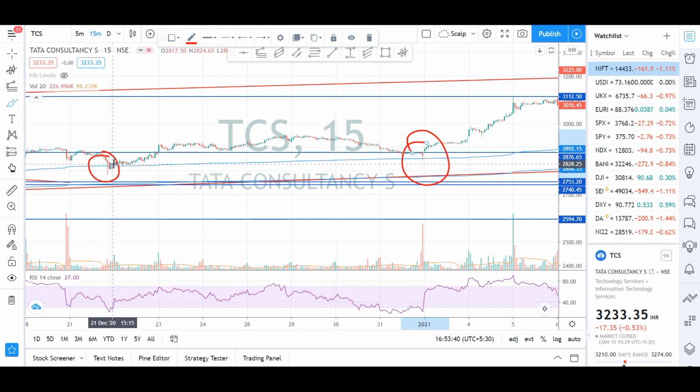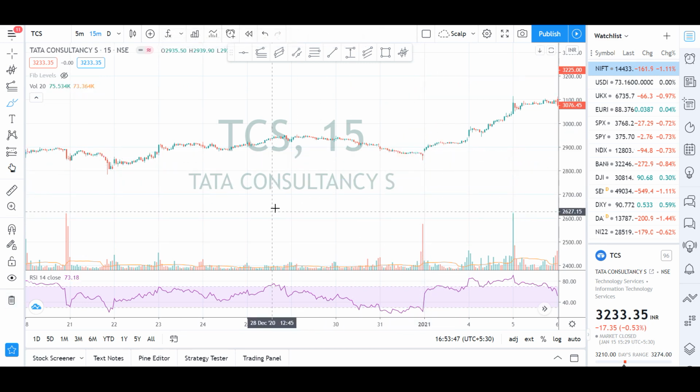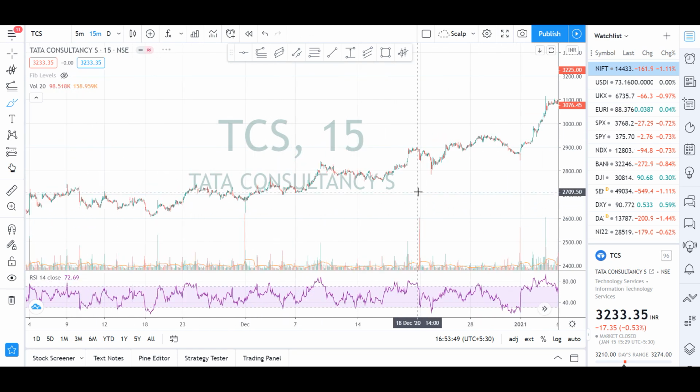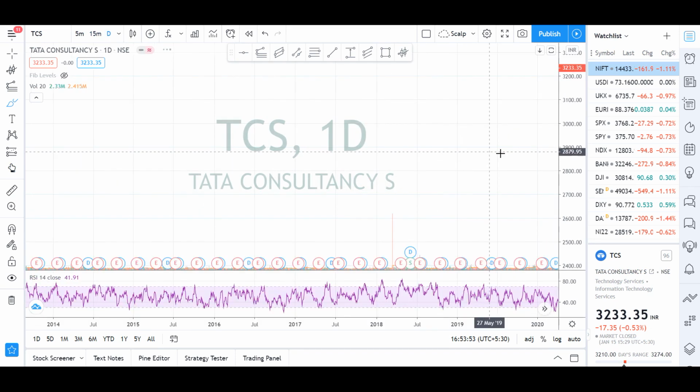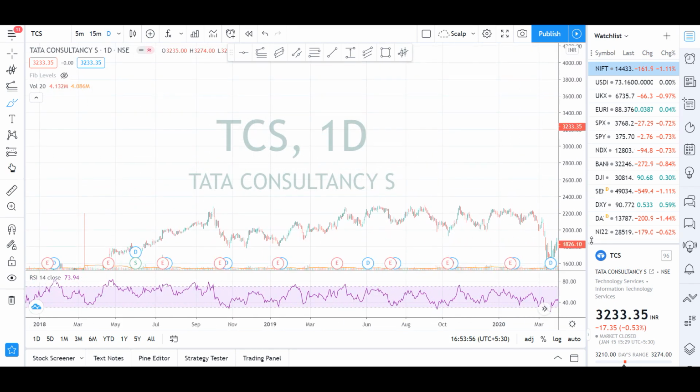Now why has it taken a support? Why at this price has it taken a support? This is what we need to understand from this. Now if you see certain points, if we analyze and see, if you go and see this particular chart.